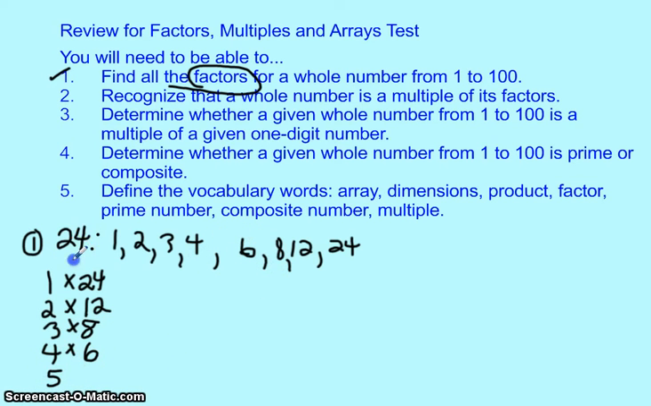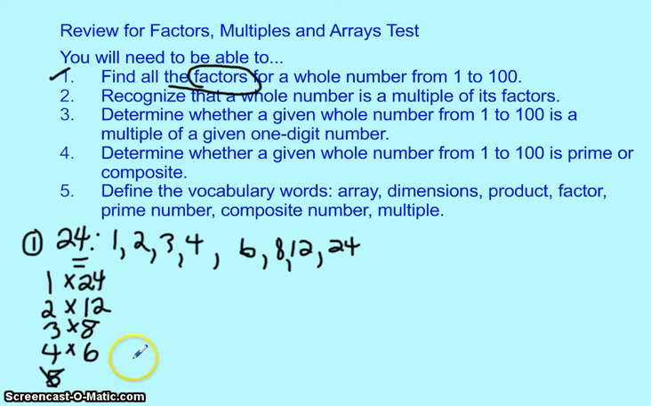Well, do I need to even try 5? I know that 24 ends in 4. We know that every multiple of 5 ends in 5 or 0. So therefore, we don't need to try 5. There's nothing. Now I'll try 6.